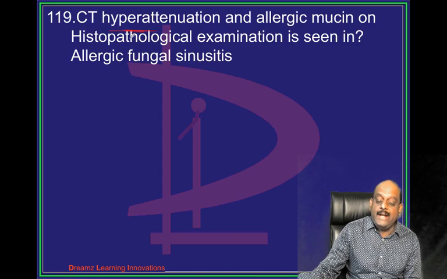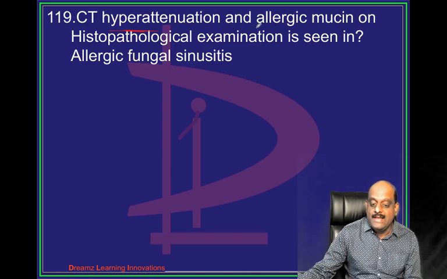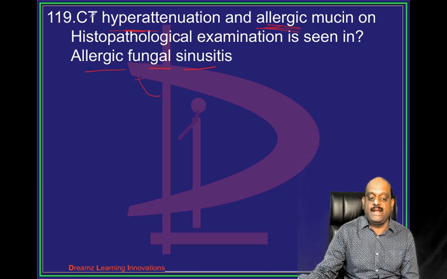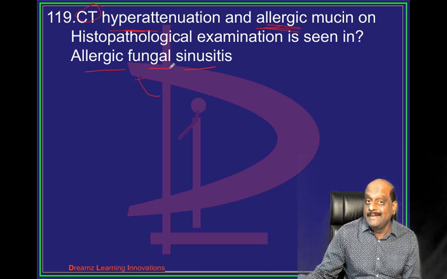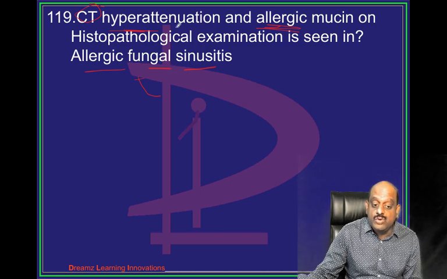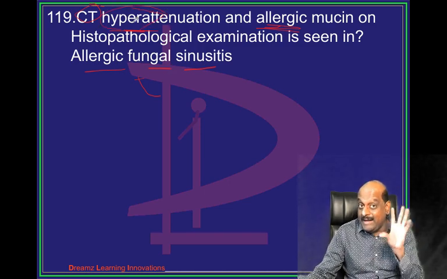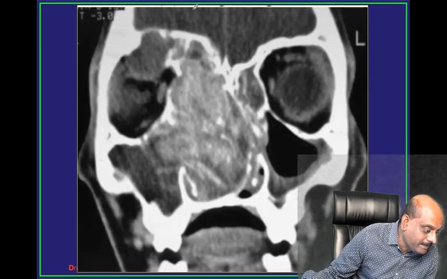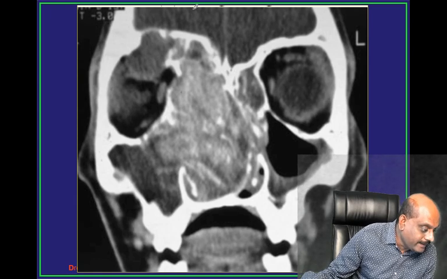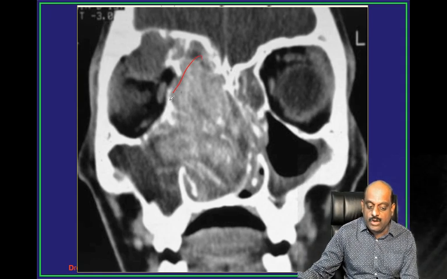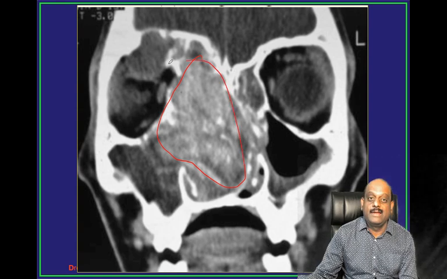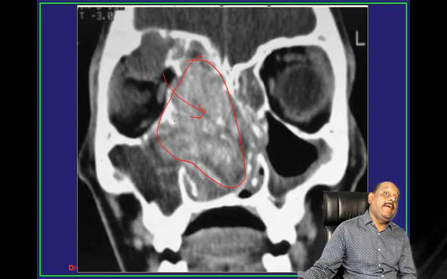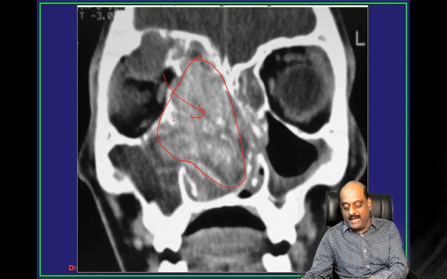Now comes the paranasal sinuses. If there is a hyperattenuation on the CT with allergic mucin, what is that called? CT for allergic fungal sinusitis. So how does that allergic mucin look? It presents like a hyperattenuation in case of the CT, is what you need to remember. Now this is how, doctor, you can see typically allergic fungal sinusitis. Hyperattenuation is what you see, all that allergic mucus.